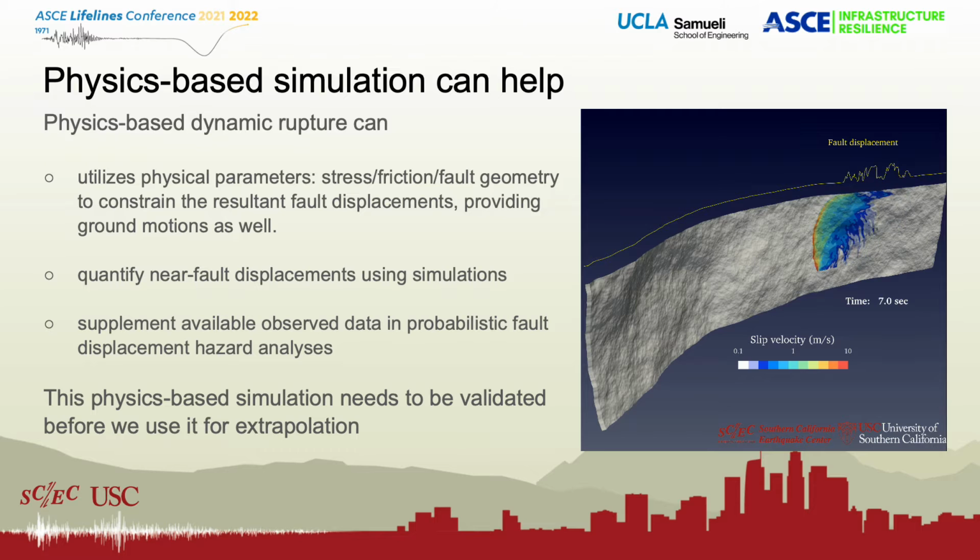Fortunately, a physics-based dynamic rupture model can help to resolve this issue, because the dynamic model imposes physical parameters like stress, friction, and fault geometry to constrain a physically plausible simulated fault displacement profile. In this study, our goals are quantifying the fault displacement generated by a physics-based model and supplementing the empirical dataset with the simulated fault displacement datasets.